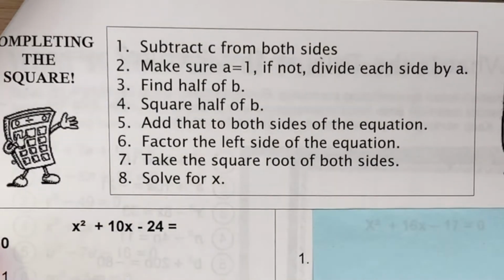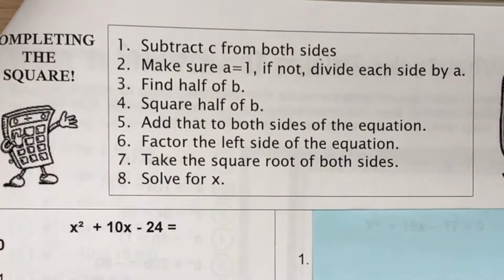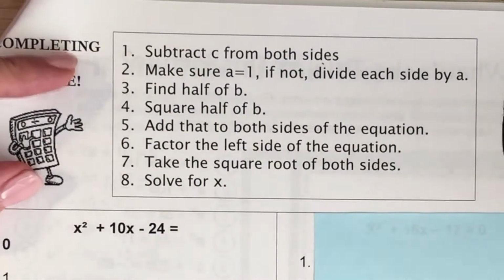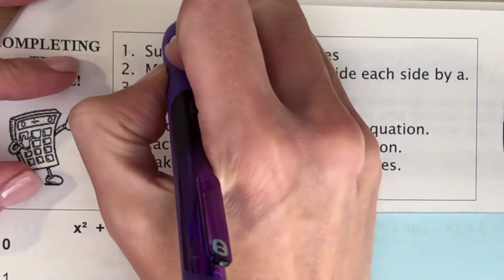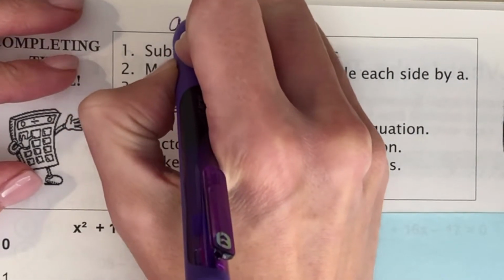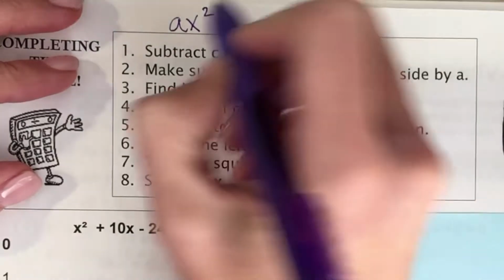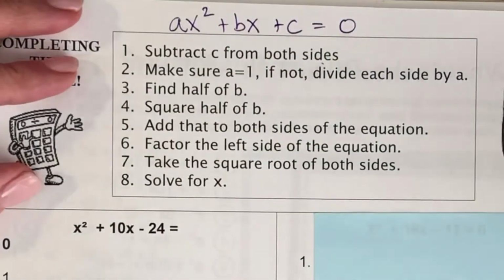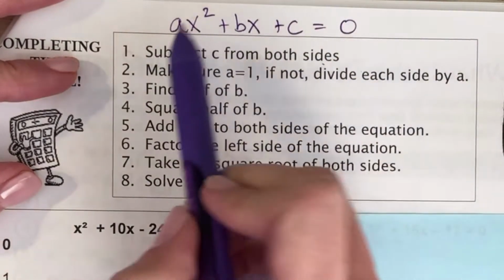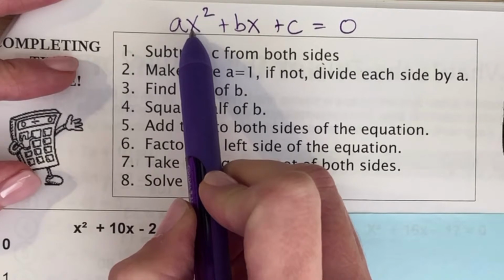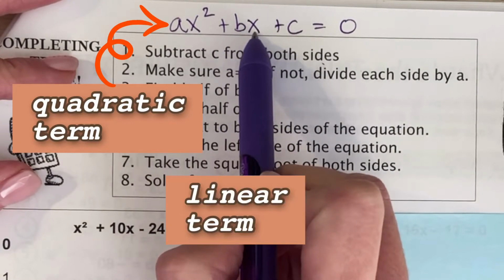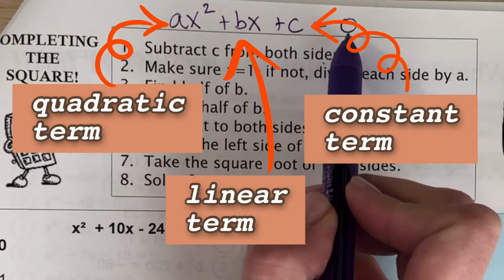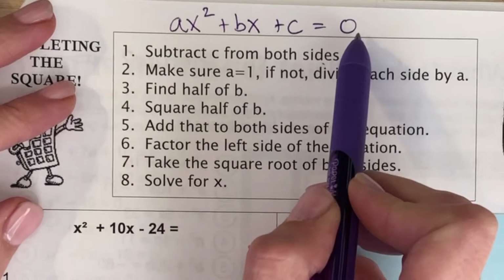So let's take a look at this first problem. And first of all, here are the steps, because we love steps. Step number 1, subtract c from both sides. And what is this talking about? This is talking about when we have a quadratic equation in our standard form of ax squared plus bx plus c equals 0. When it is in this form, a would be the coefficient of our x squared term, b would be the coefficient of our linear term, and c is our constant, equaling 0. We're going to subtract c from both sides.